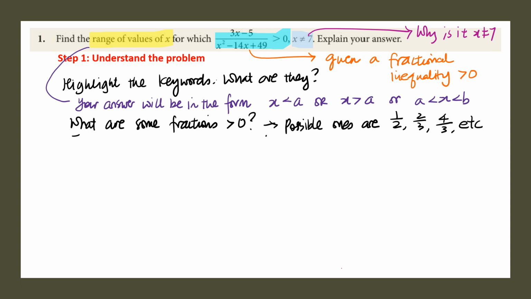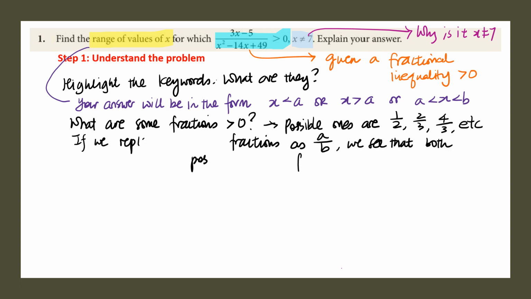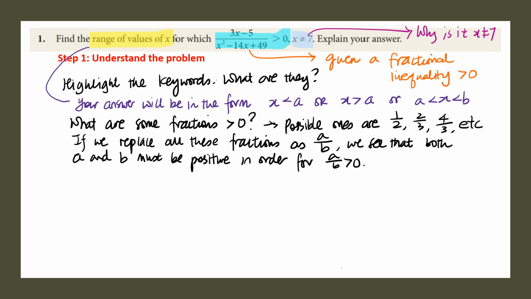Let's start off by writing down some fractions that are more than 0. Possible ones could be a half, 2/3, 4/3, etc. If I represent the numerator by the letter A and the denominator by the letter B, we can see from these fractions that the values for A and B must be positive in order to get a value that's more than 0. Do you agree with me? Yes, I think you agree with me.